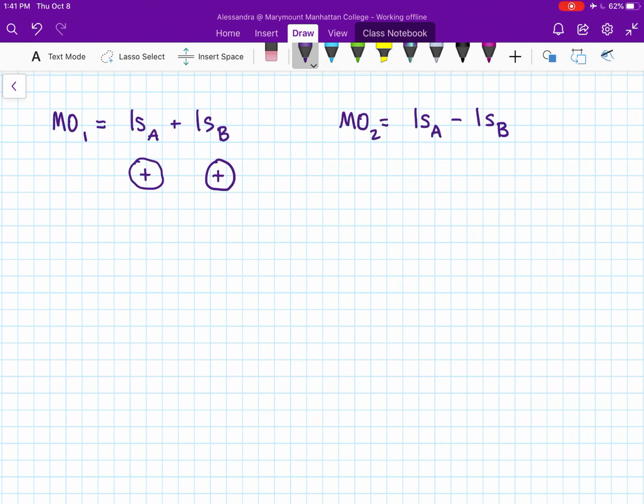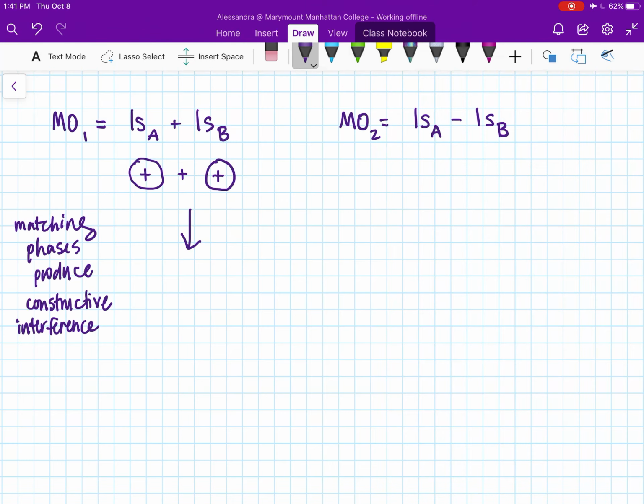Now, what we're doing is we're going to add two waves together that have the same phase. And when we do that, the matching phases produce what we call constructive interference. This is just like adding two waves together that are in phase. So we are adding them together constructively to make the wave even taller. That's called constructive interference. So what happens when we add those two together is we're just going to get one big molecular orbital with the same phase.